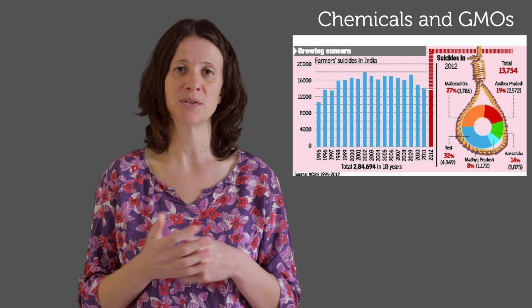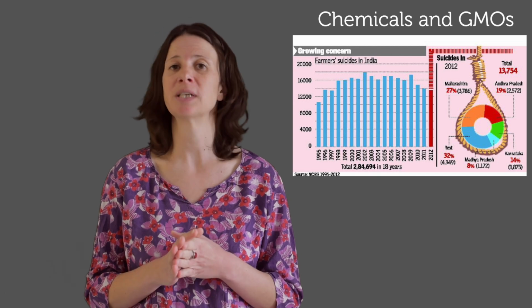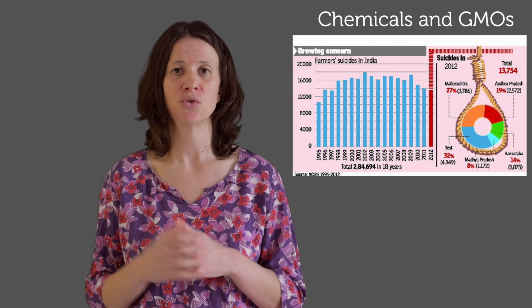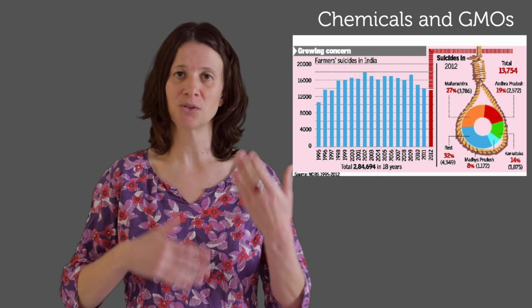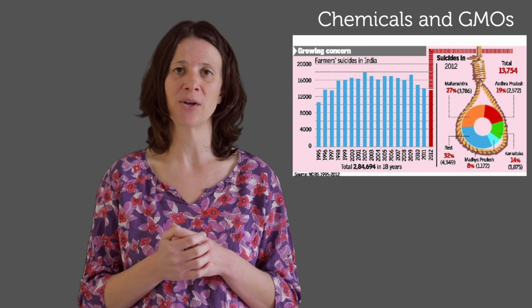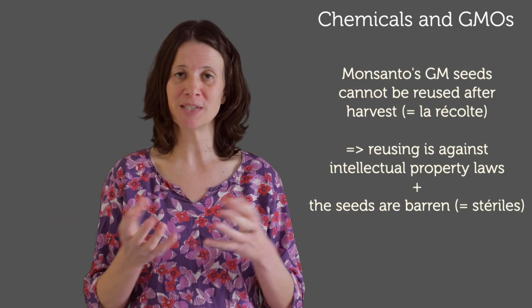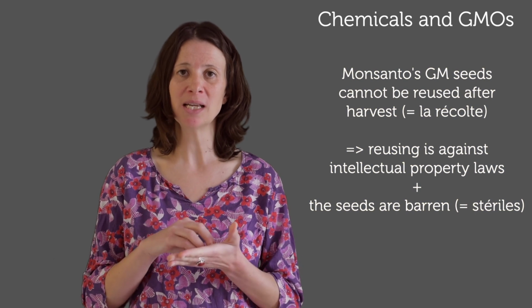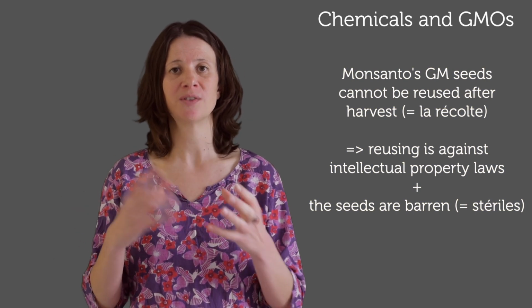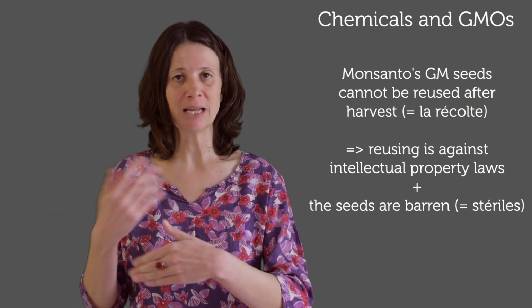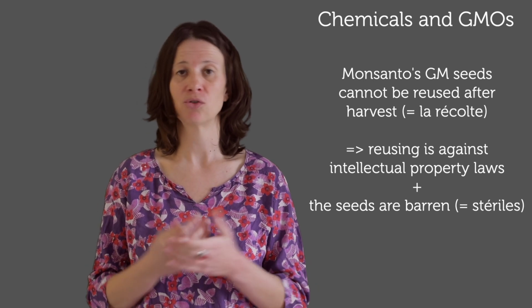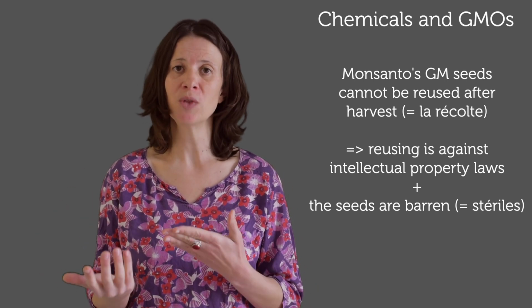And many farmers committed suicide because they became bankrupt after becoming indebted to Monsanto, because they had to buy the seeds over and over again. It's part of the marketing strategy of Monsanto. The seeds that you buy one year, you cannot reuse the seeds from the plants to plant again the year after. Traditionally, farmers do that.